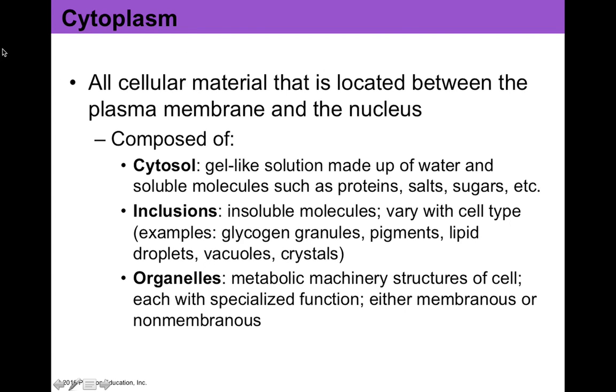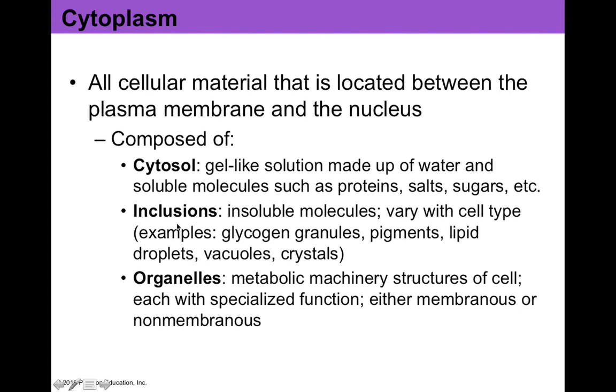Okay, in this video we're going to talk about cytoplasm. And remember, cytoplasm is really all the cellular material that's located between the plasma membrane and the nucleus. And cytoplasm is made of three major things. We've got cytosol, which is the gel-like solution of water, insoluble molecules like proteins, salts, sugars. We also have cytoplasmic inclusions, which are basically insoluble molecules that can vary based on the cell type.